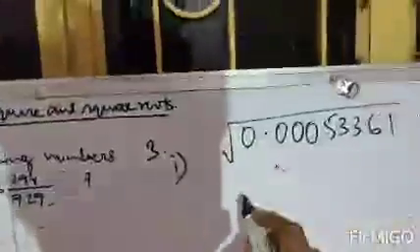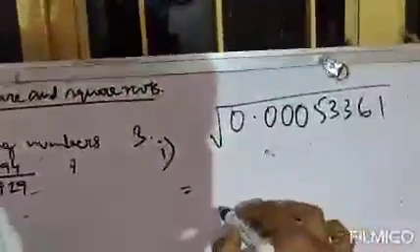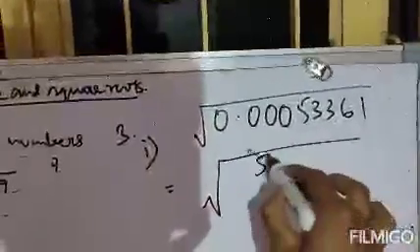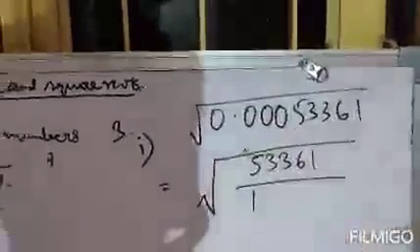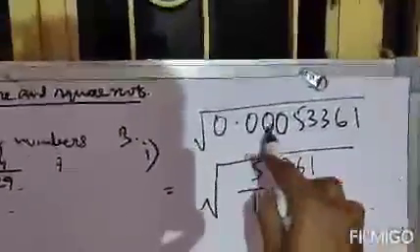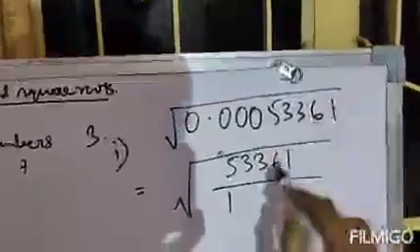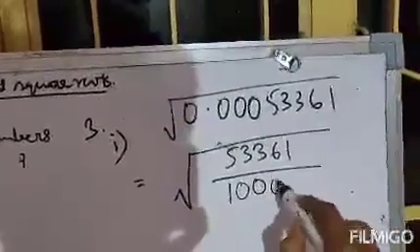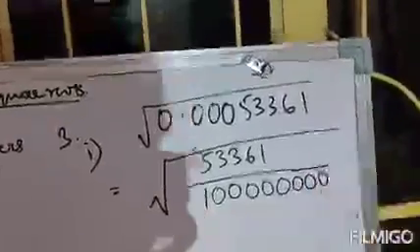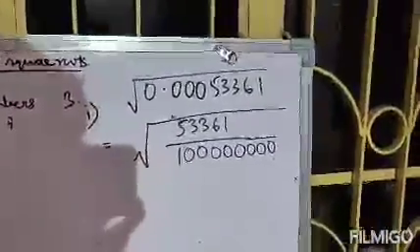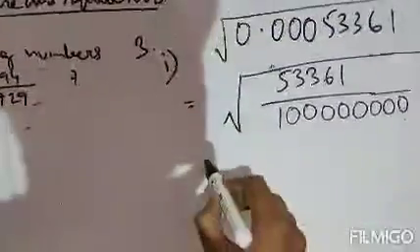So again the same process. Just eliminate the decimals first. 53361, and for the decimal it is 1, and after the decimal how many digits? 1 2 3 4 5 6 7 8. So 8 zeros. Clear? Now find the square root of the numerator as well as the denominator.